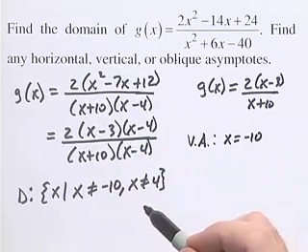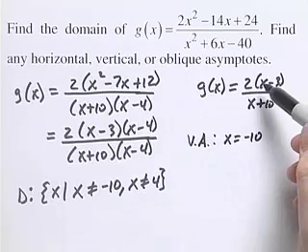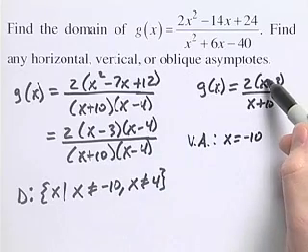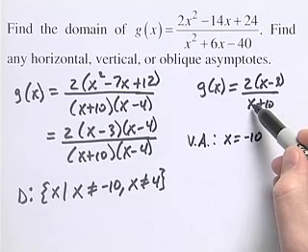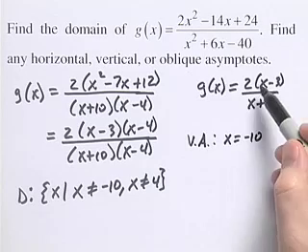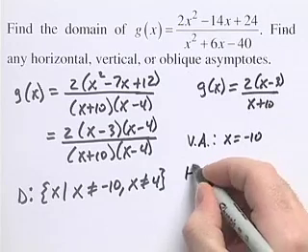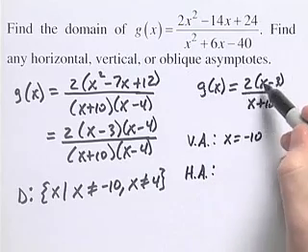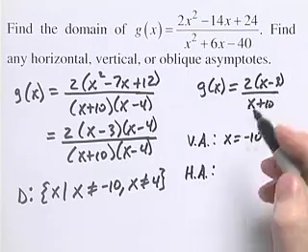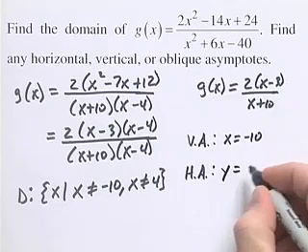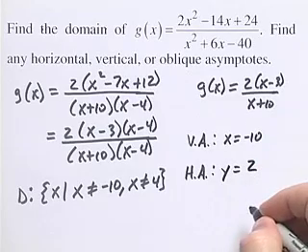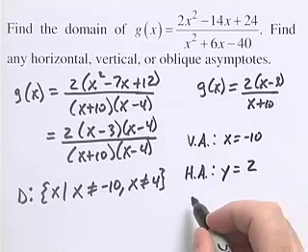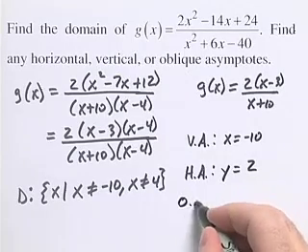Next, we'll look for horizontal asymptotes. To do that, we want to consider the degree of the numerator and denominator. We see that the degree of the numerator is 1, the degree of the denominator is also 1, and so we'll get a horizontal asymptote that's equal to the ratio of the leading coefficients. In the numerator, that would be 2, in the denominator, that would be 1, and so we get a horizontal asymptote of y equals 2. Since we can't have horizontal and oblique asymptotes at the same time, we have no oblique asymptotes.